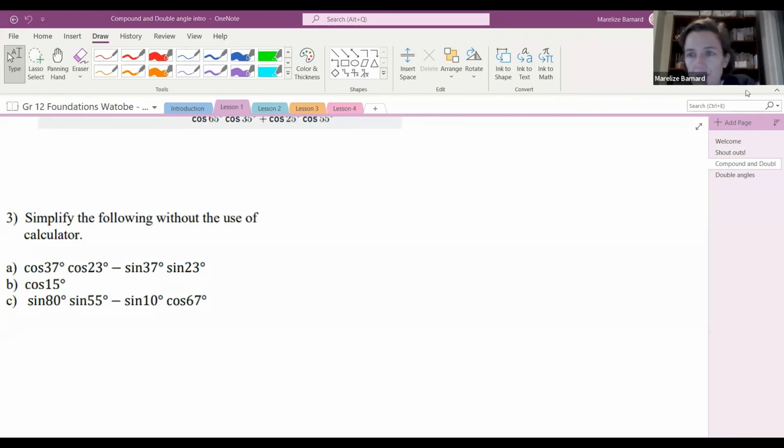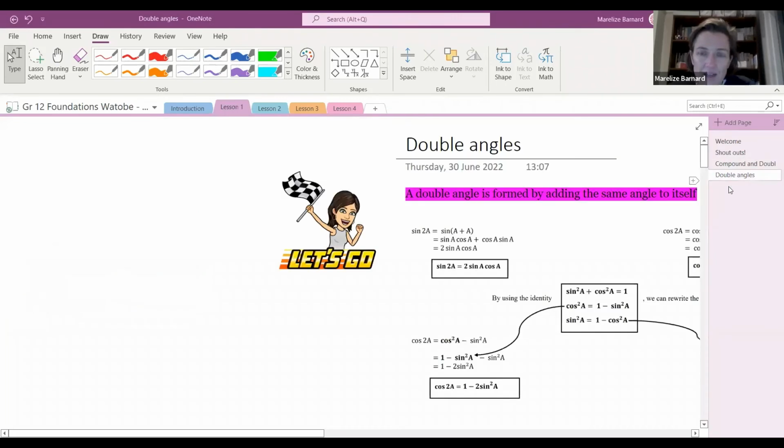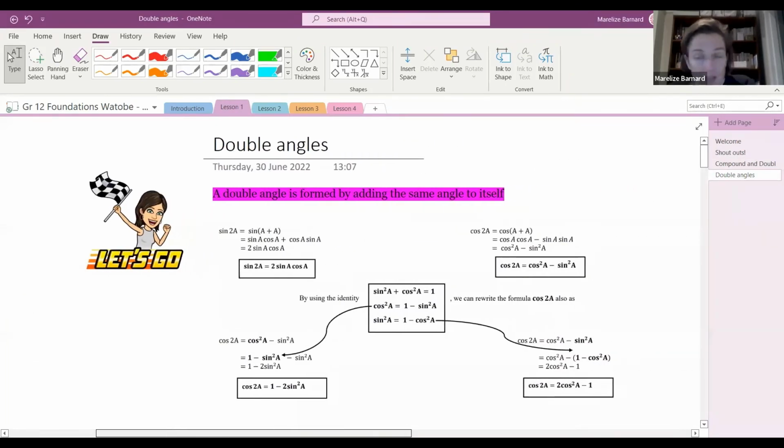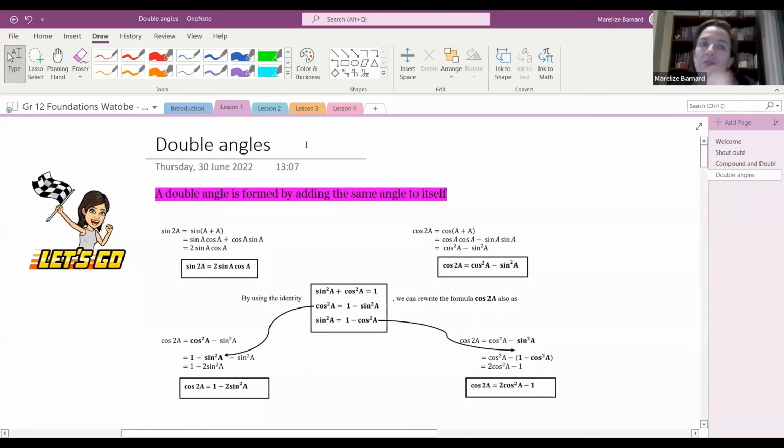Good stuff, everybody. Right, so we're gonna leave the compound angles for now and just move on so that we do get it done this evening, the double angles. Okay, so if a compound angle is adding and subtracting two angles, then the double angle is adding this same angle to itself. Okay, so double angles are all about the same.